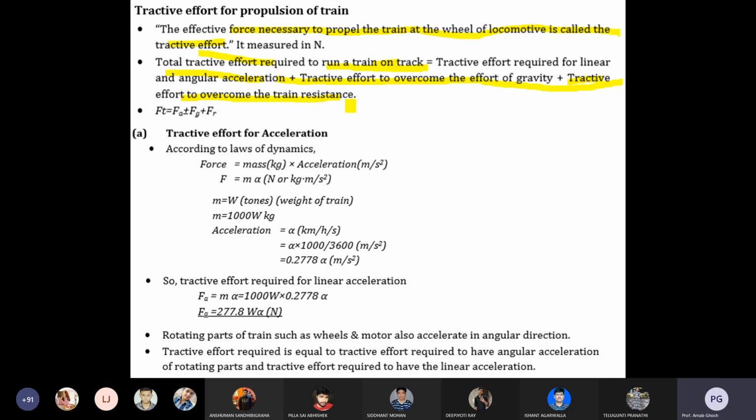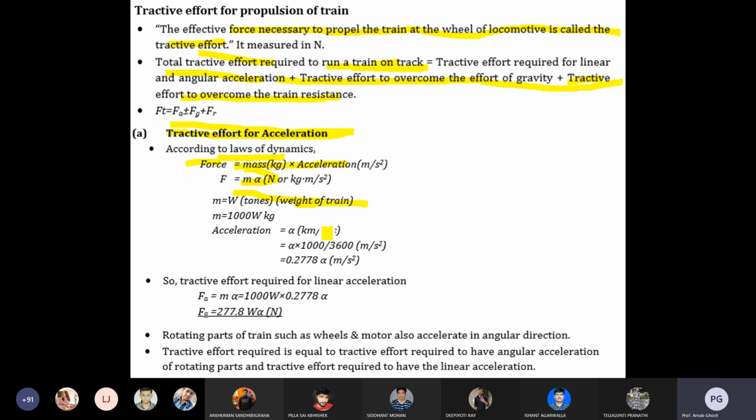Here, what are the most important factors? The first one is the tractive effort for acceleration. Here you can see the tractive effort for acceleration. According to the law, you know the formula, force equals mass into acceleration. Force is in Newton, acceleration is alpha, in kilometre per hour per second. W equals weight of the train in tonnes, and m equals 1000 W kg.